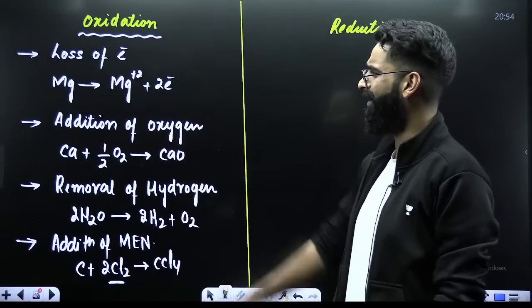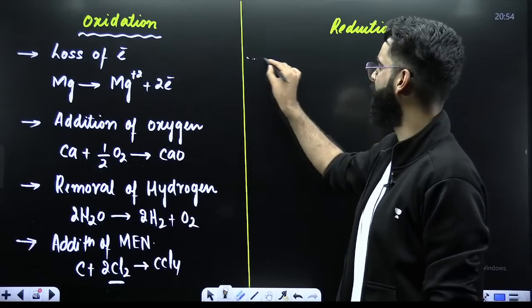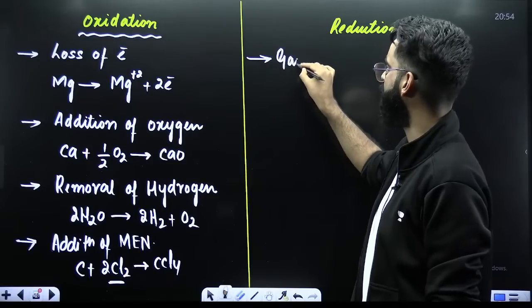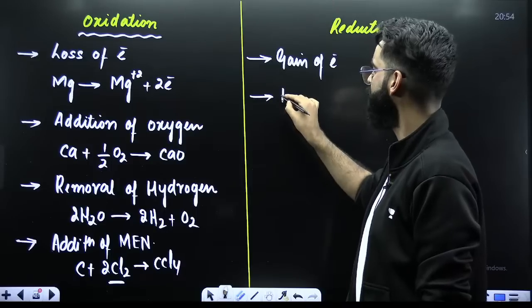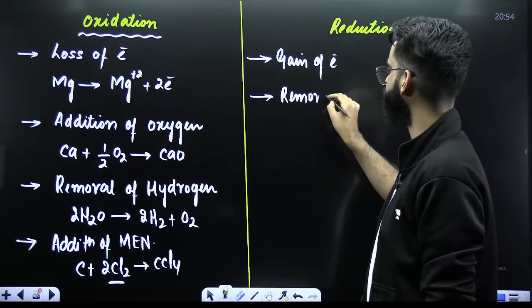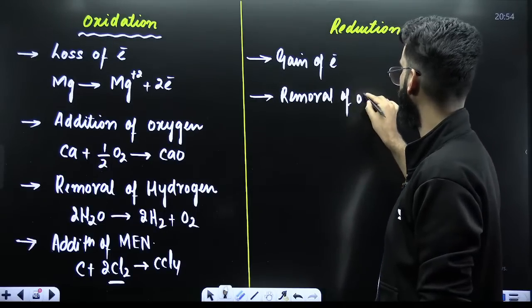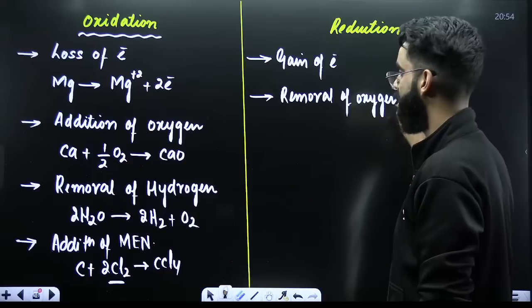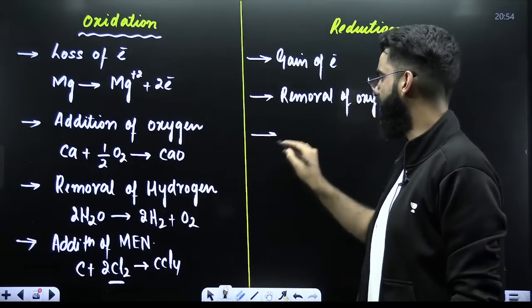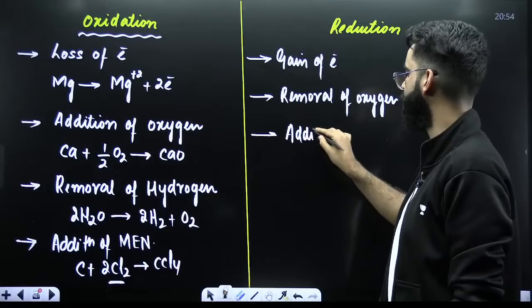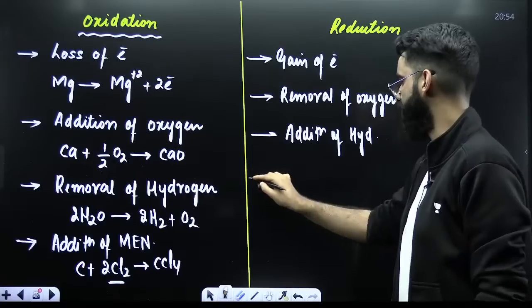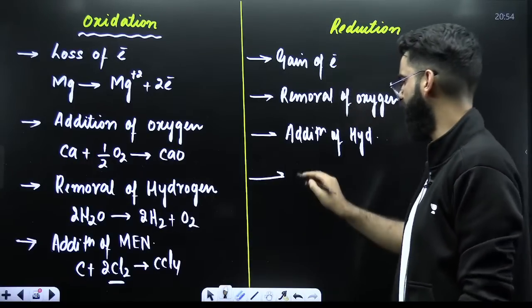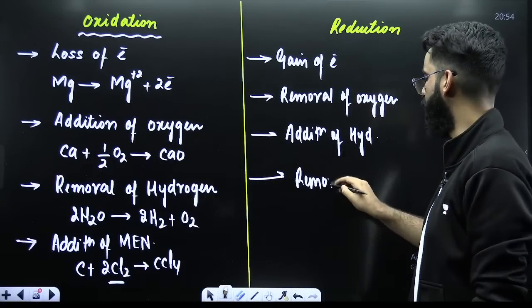Similarly, reduction. Reduction will be opposite of it. Loss of electrons, so it's going to be gain of electrons. Addition of oxygen, so it's going to be removal of oxygen. Similarly, removal of hydrogen, it's going to be addition of hydrogen. Similarly, addition of more electronegative element, it's going to be removal of more electronegative element.